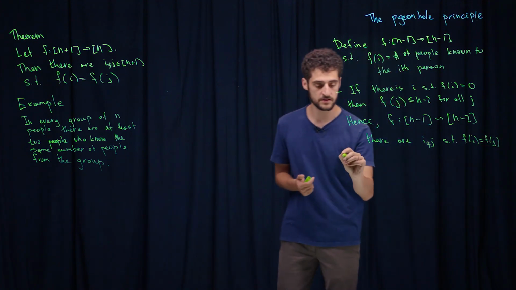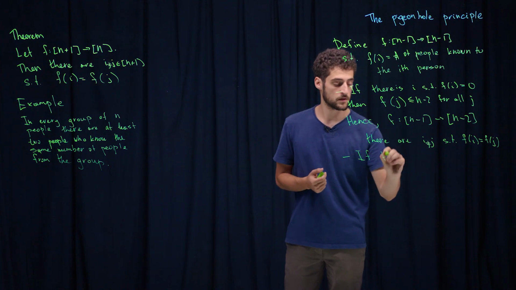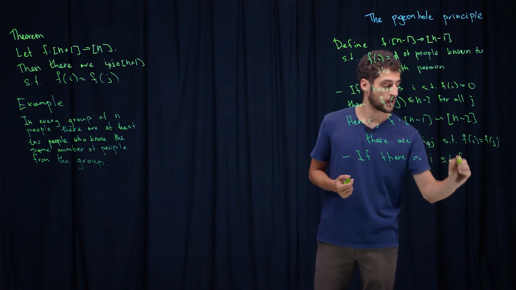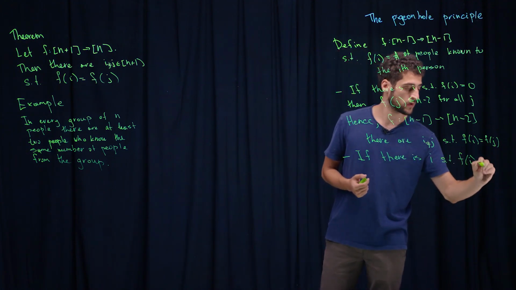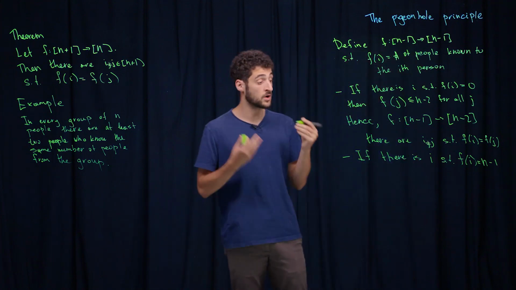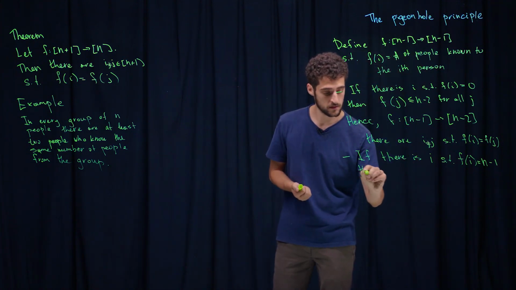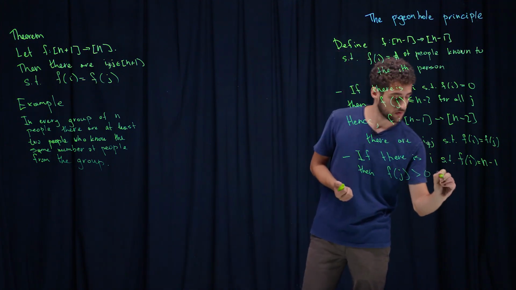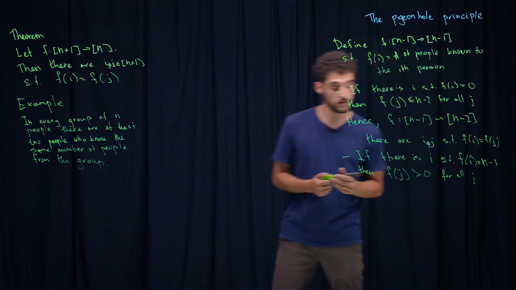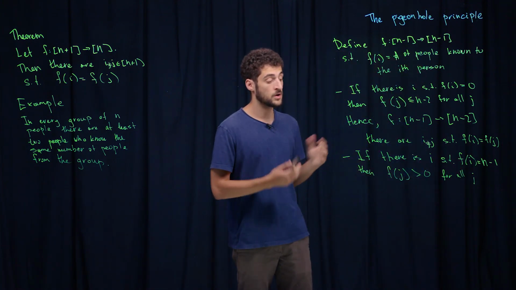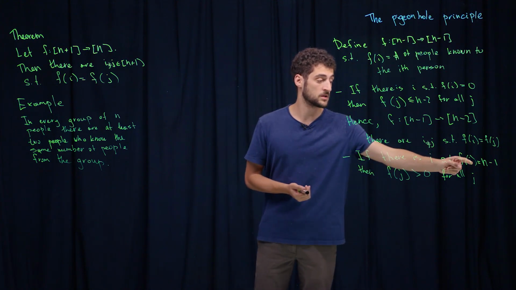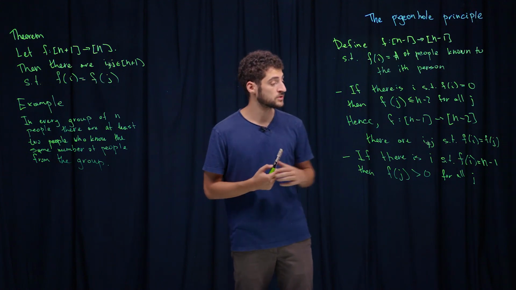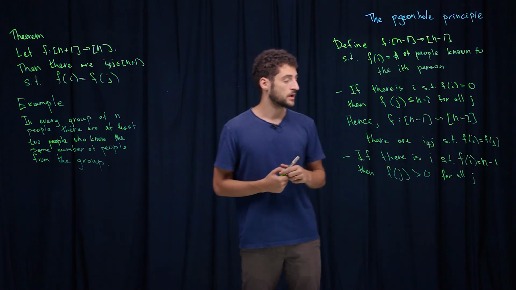And the second case is if there is i such that f of i is equal to n minus 1. So there is a person who knows everybody. In this case, f of j is strictly greater than 0 for all j. Because if some j knows nobody, it means that j doesn't know i, which is a contradiction, because i should know everybody.